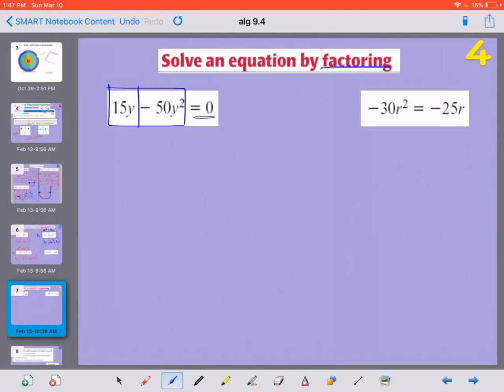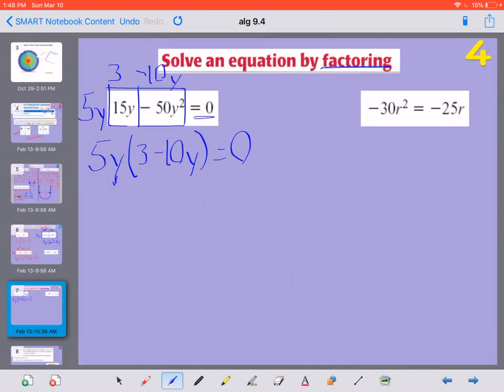And what can I take out of both 15y and negative 50y squared? Well, I can take 5y out of both. I know 5 times 3 gives me 15. And I already have my y, so that's enough. Now 5 times negative 10 would give me negative 50. And then it has to have an extra y because it's y squared. So we would have 5y times (3 minus 10y) equals 0.